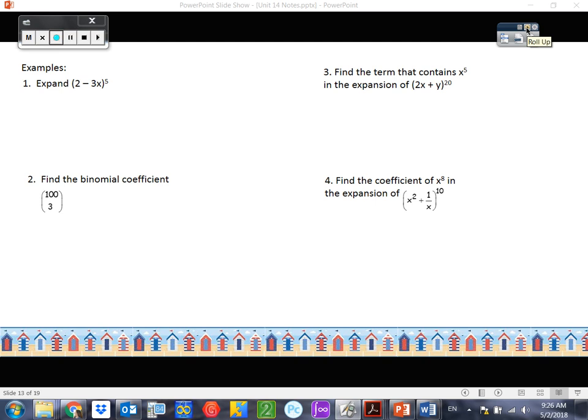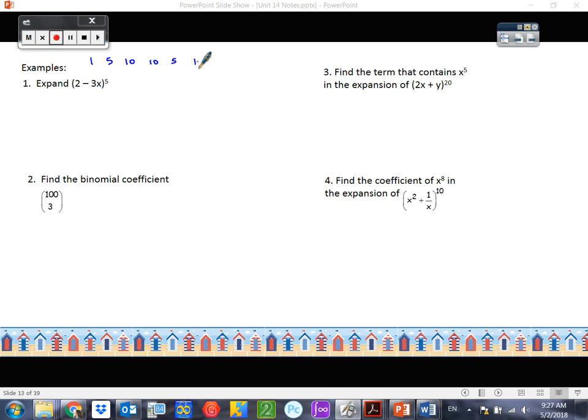So the first one says that we want to expand that, and I am going to use Pascal's triangle. If it's okay with you, I'm just going to write out that line that I'm going to use. I'm not going to create Pascal's triangle again. But this goes to the fifth, so I need the line that starts out like 1, 5, with a 5 right next to the 1, which is 1, 5, 10, 10, 5, 1. Okay, those are my binomial coefficients. So, yay, I have that part done.